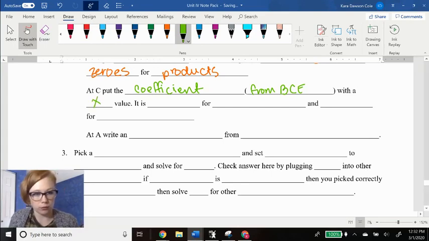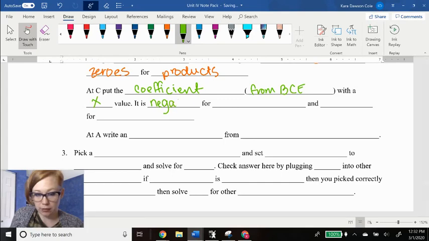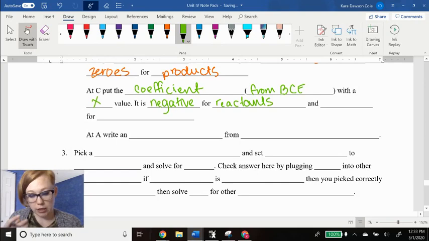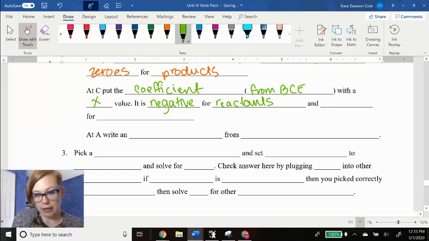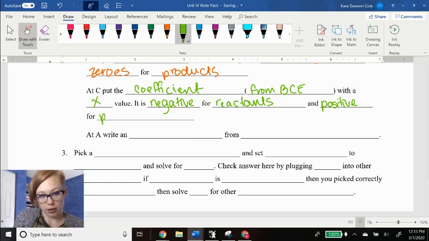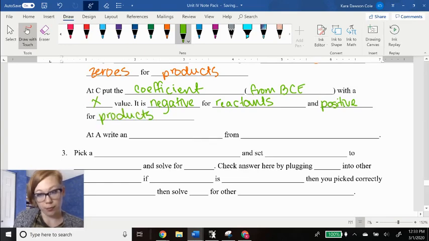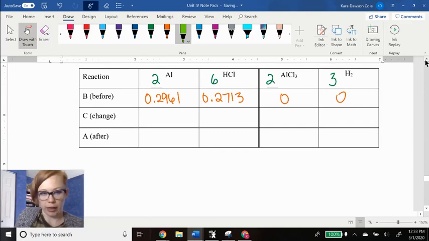So it's a variable, right? So it's negative for reactants. Think about this. As we react, we are losing our reactants and gaining our products. So we gain our products, we lose our reactants, right? So it's going to be positive for the products: positive products, negative reactants.